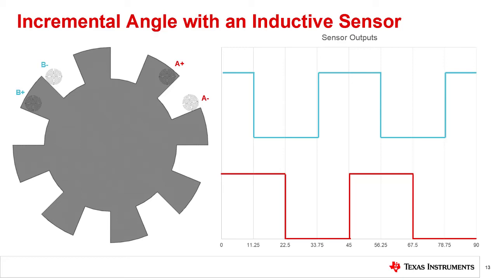To determine speed, we simply need to know the pitch between the teeth and the rate of the edge transitions. We can determine direction by comparing the phase of signal A and signal B. In this example, we see a rising edge on B before the rising edge on A, which represents clockwise rotation. The opposite will be true for counterclockwise rotation, where the rising edge on A is first.